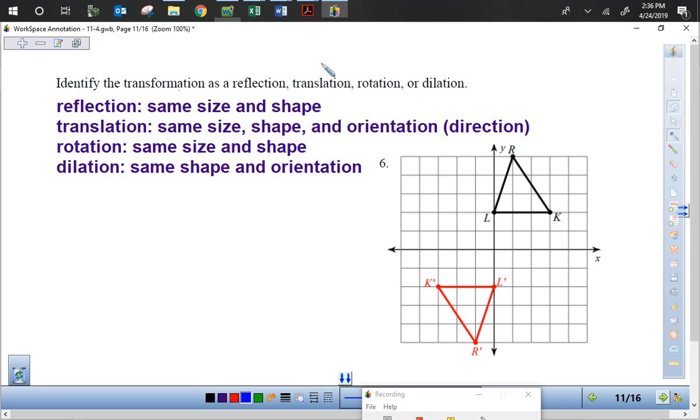So on a reflection, we had the same size and same shape, but it turned around a little bit. It was a little backwards. A translation was the same size, same shape, and same direction. We picked that figure up and just moved it right, left, up, and down on the graph. So size, shape, and orientation stay the same. Rotation, again, same size, same shape, but it was turned around a little bit. And dilation, same shape and orientation, but it was a different size.